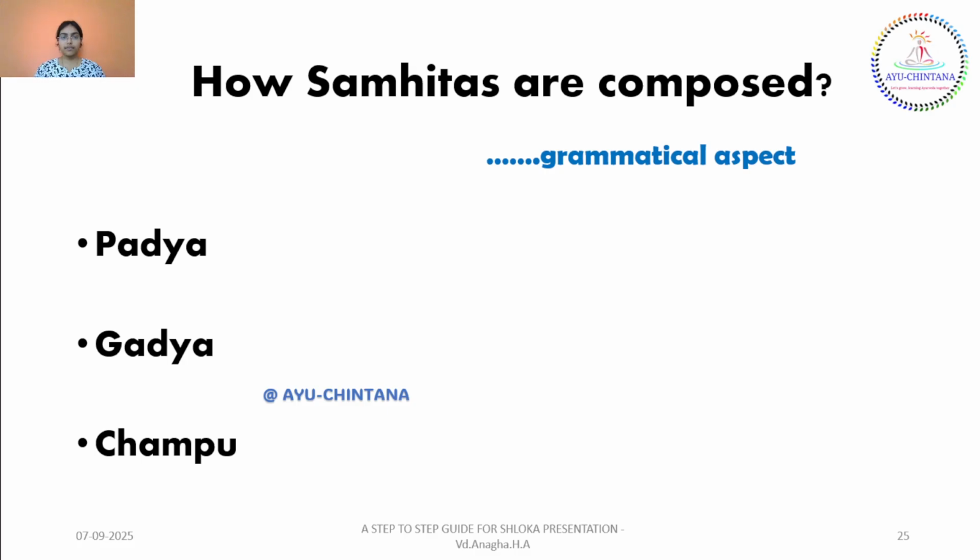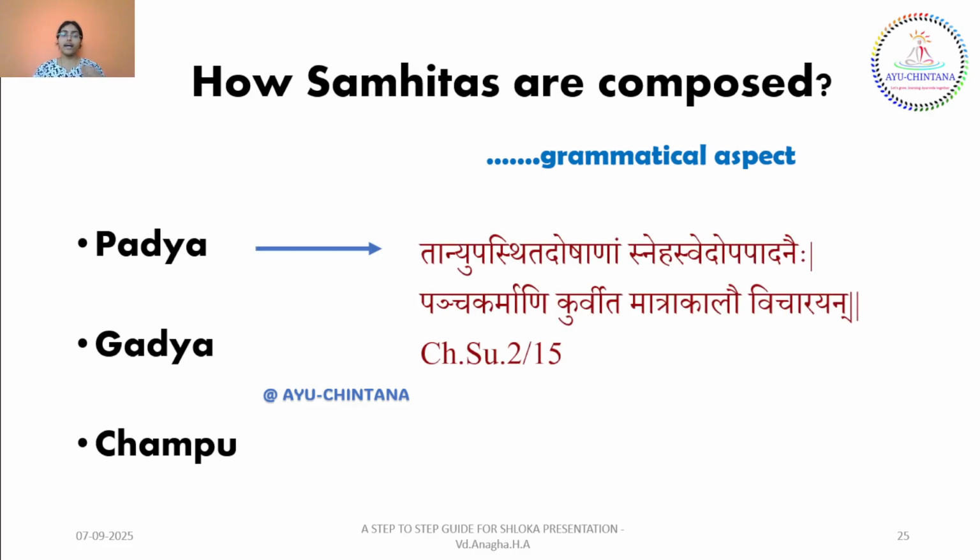So what's a Padya? Let's take an example. Here I have considered an example from Caraka Sutra 2 bar 15. Tanyupasthita doshanam sneha svedopapadanaihi panchakarmani kurvita matra kalau vicharayan. So as you can see here, how do you identify this as a Padya? The first line ends with a single danda and the second line ends with a double danda. That means to say, it has two major parts to it, the first line and the second line.